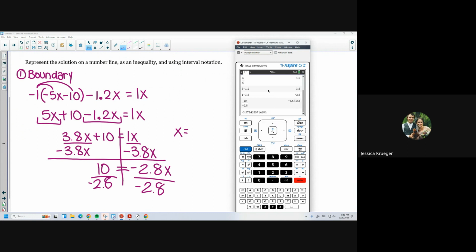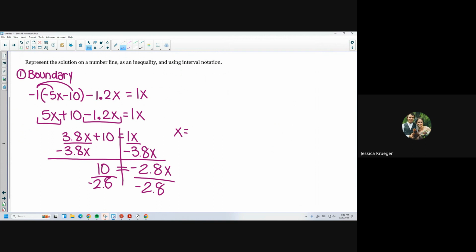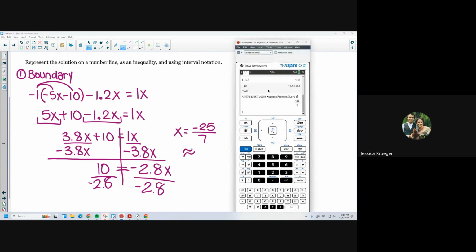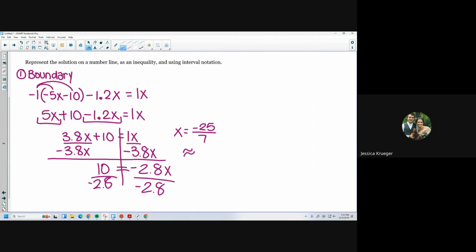And I'm going to hit my menu button. I want to change the way this number looks. So I'm going to ask my calculator to approximate it to a fraction. And when I hit Enter, it gives me negative 25/7. So my exact answer for this is negative 25/7. And just so I can place it on the number line, that is about equal to negative 3.57.